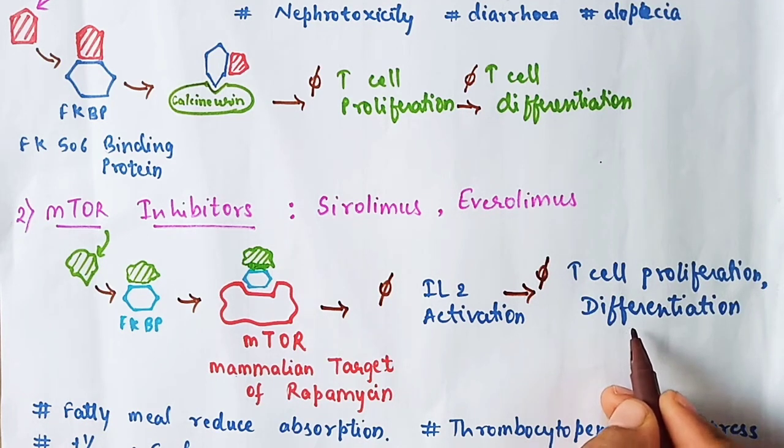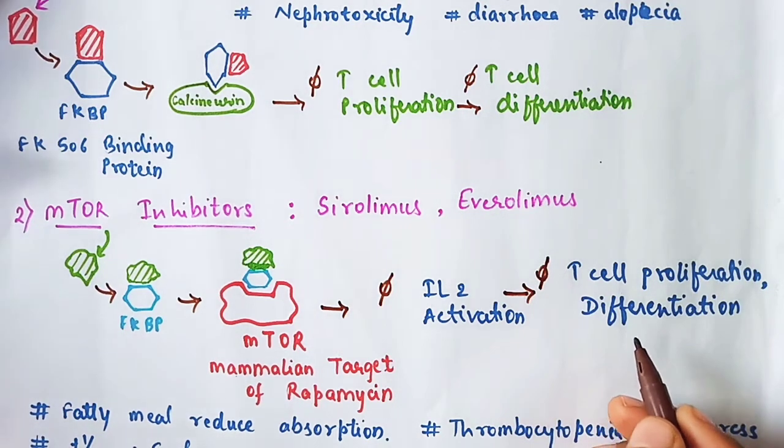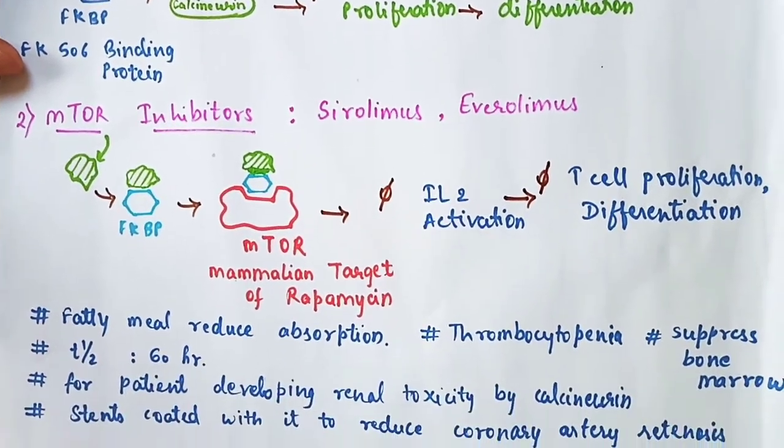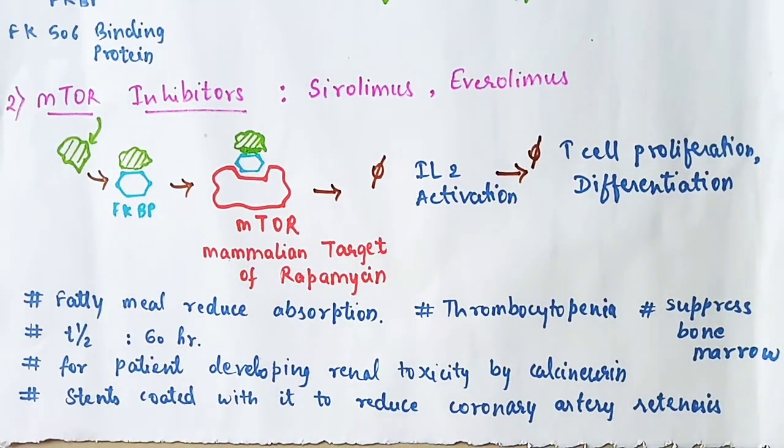So no immune activity is seen. Now let's see what things are given for mTOR inhibitors. Meals reduce absorption of mTOR inhibitors. They cause thrombocytopenia. They suppress the bone marrow. Their half-life is the longest one, that is 60 hours.